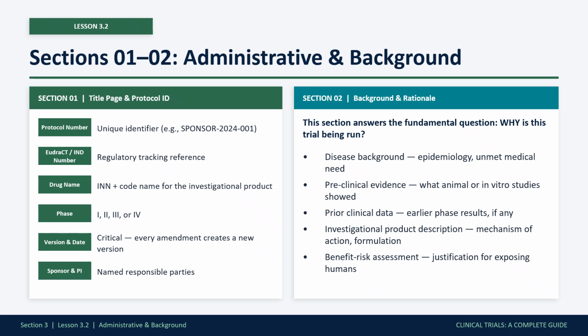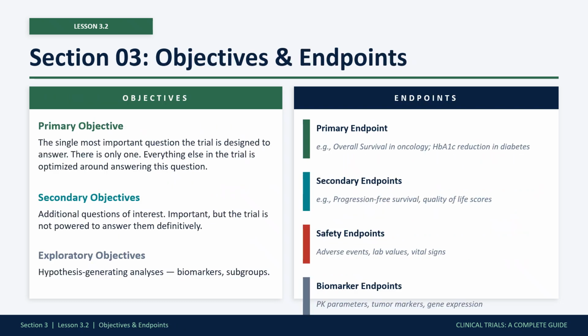The background section is also the historical record. If you join a trial 2 years after it started, Section 2 is where you go to understand why. Section 3 is one of the most important in the entire protocol: objectives and endpoints. First, the objectives. Every protocol has one primary objective, the single most important question the trial is designed to answer. Everything else in the trial is optimized around answering that one question.